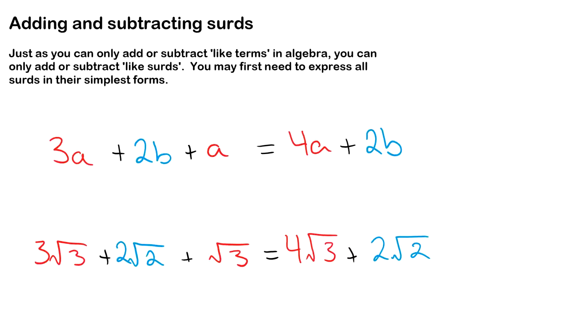In the first one we have 3a plus 2b plus a. In the red are your like terms, so we can add them. So 3a plus a equals 4a. And then since 2b is not a like term, it's in a different color, it sits to the side separately. So your answer is 4a plus 2b. Now this is the same way adding and subtracting surds works. In red we have our like terms again, 3 root 3 and then root 3. We can add them to get 4 root 3, and then the 2 root 2 is separate in blue because it is an unlike term and we can't add it to the root 3.